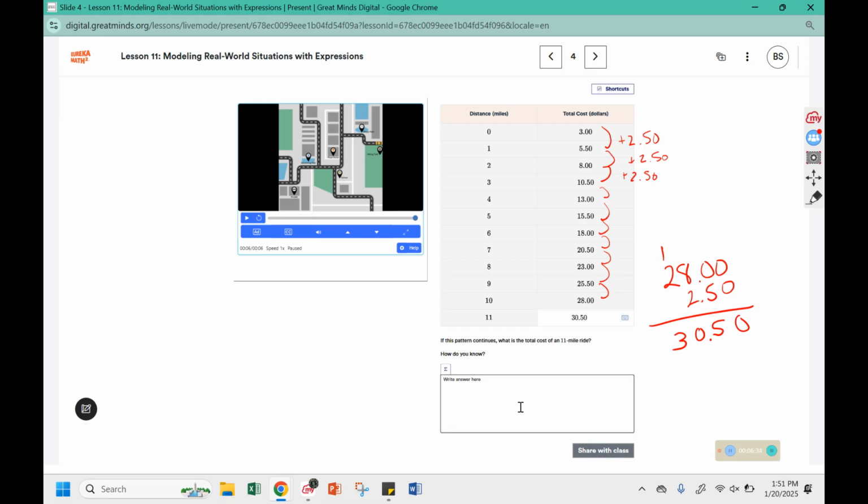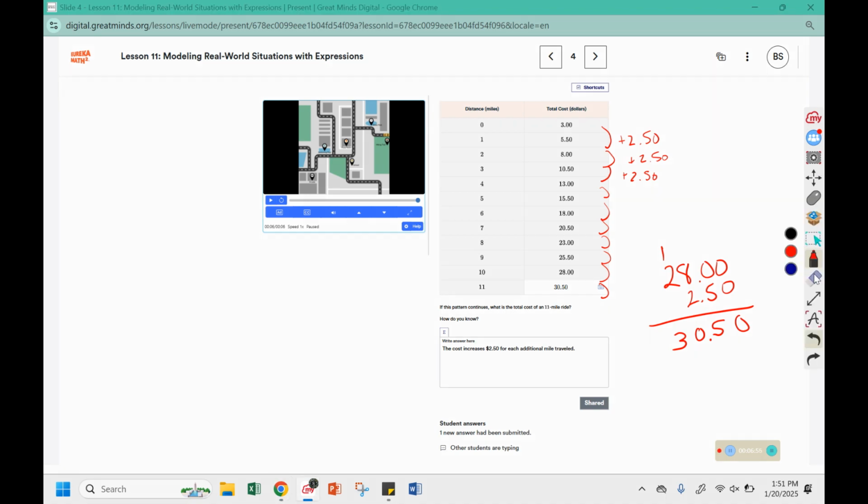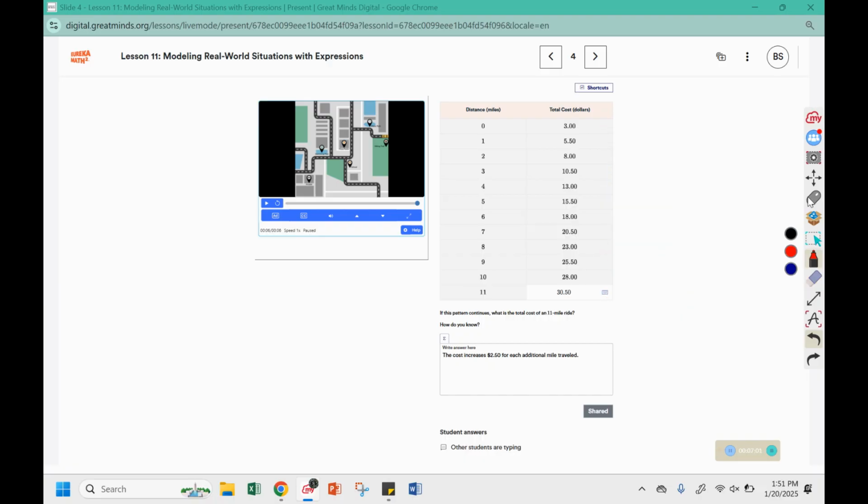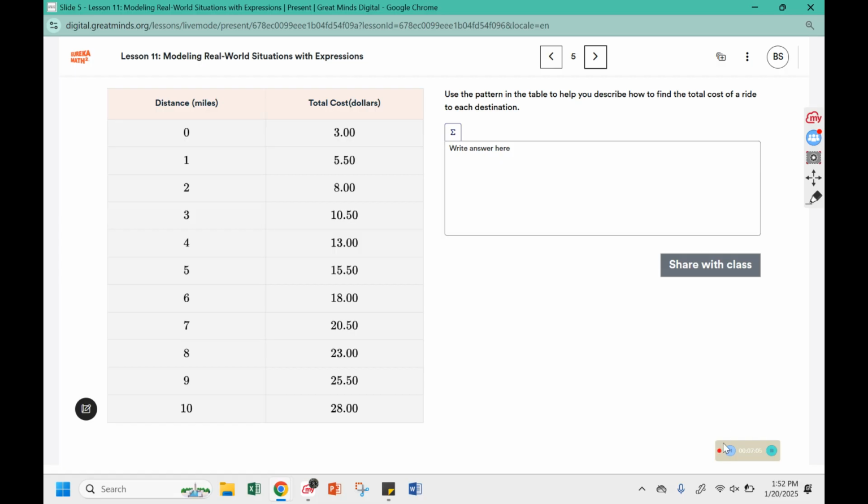And it asks, how do you know? The cost increase is $2.50 for each additional mile traveled. Well, since we know that every time the miles increase by 1, the cost increases by $2.50, we can say it costs $2.50 per mile plus an additional $3, because you can see just by getting in the car and not going anywhere, you have to pay $3.